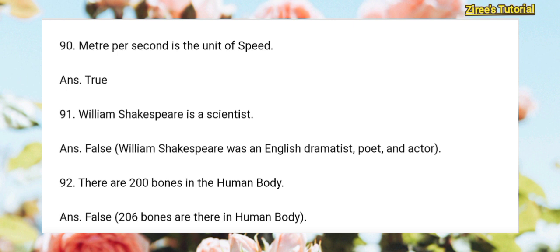Next, meter per second is the SI unit of speed. True. Next question. William Shakespeare is a scientist. Answer false, because William Shakespeare was an English dramatist, poet and actor. Next question. There are 200 bones in the human body. Answer is false because in human body there are 206 bones.